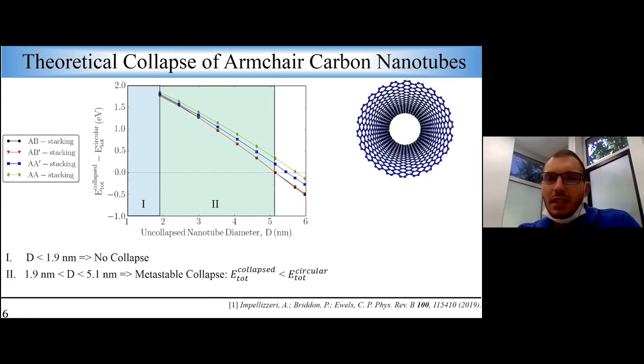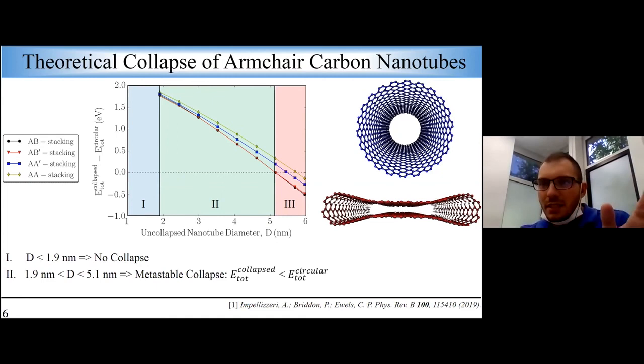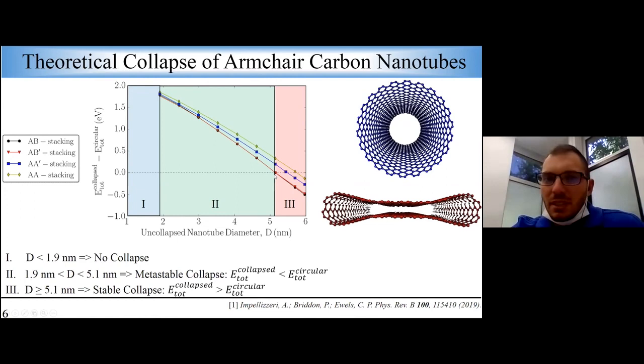And just after 5.1 nanometer, our collapsed states prefer lower energy, because they are more stable with respect to the cylindrical ones. But the 5.1 nanometer collapse threshold diameter was obtained just for the AB stacking.